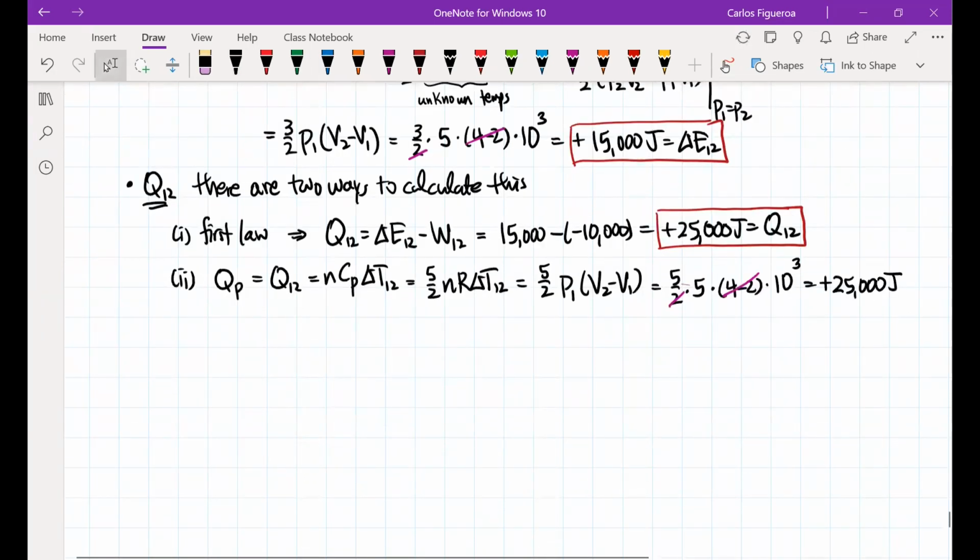Okay, so now we're in the last process here, and this is process 2 to 3.